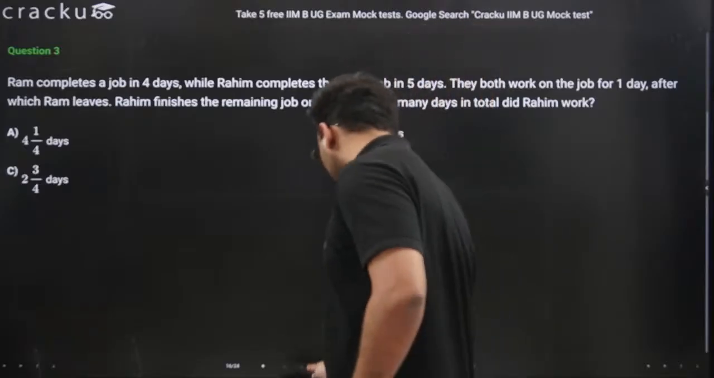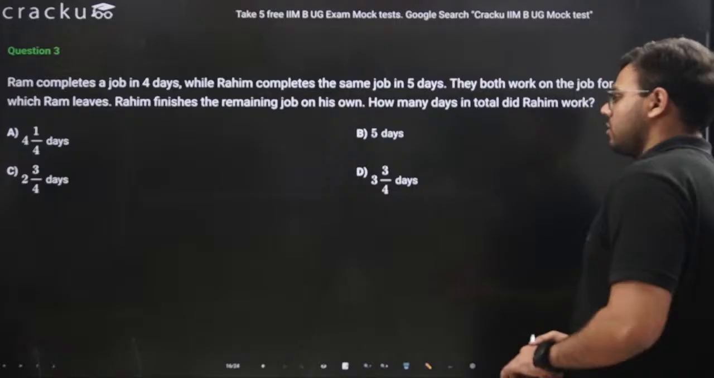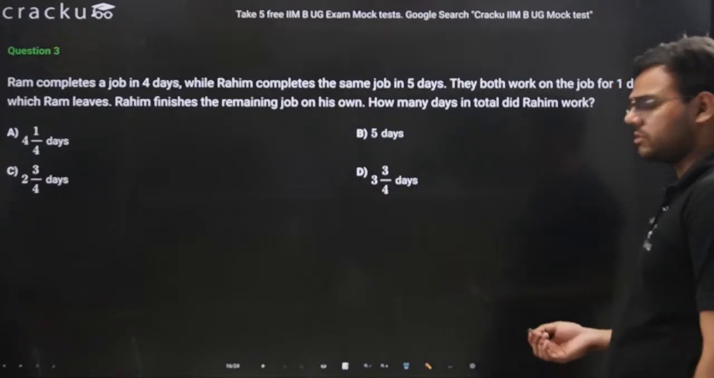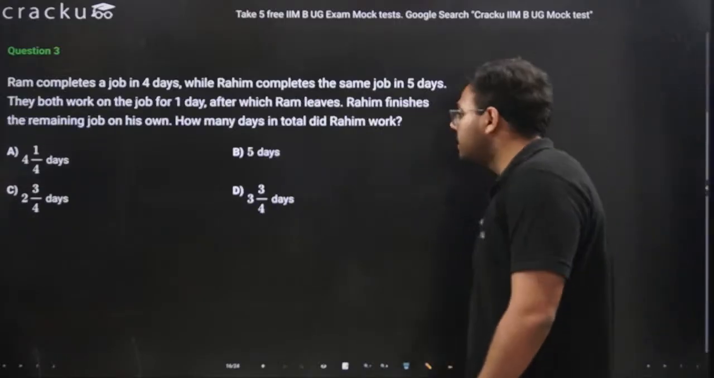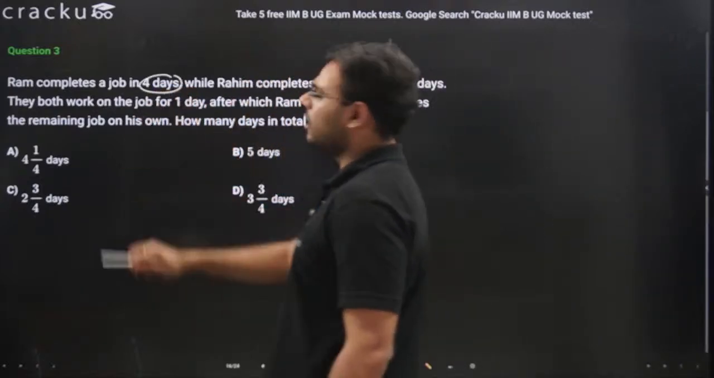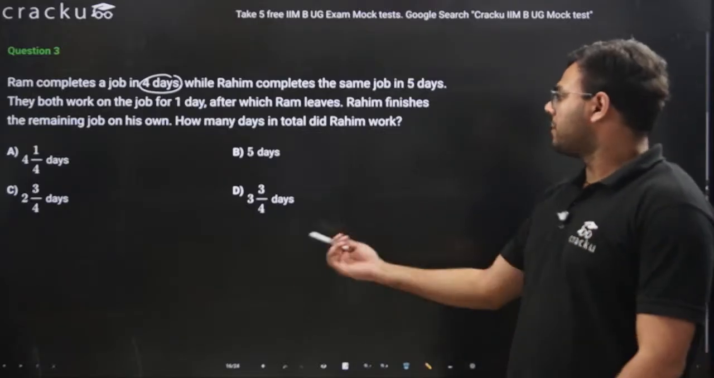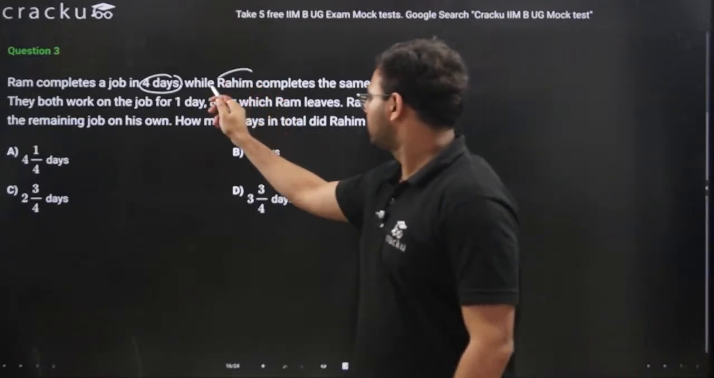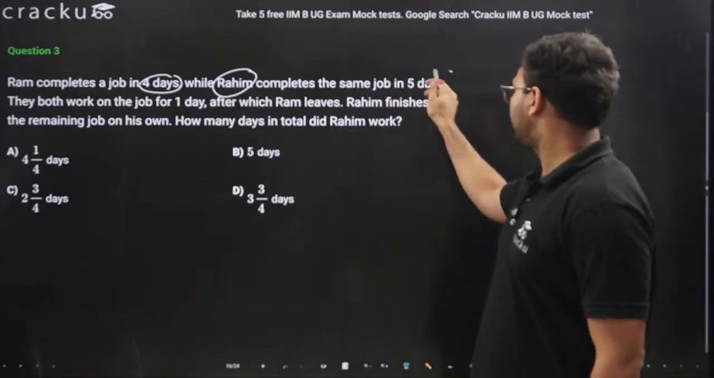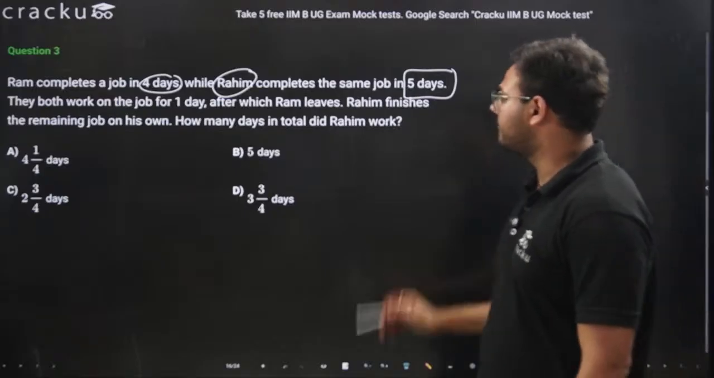So the time is up for this question. Let's solve this one. Again, this is not a very difficult question if you understand the concept. It is saying Ram completes a job in 4 days. Now what we will see is that the concepts will be combined. Ram completes a job in 4 days while Rahim completes the same job in 5 days.